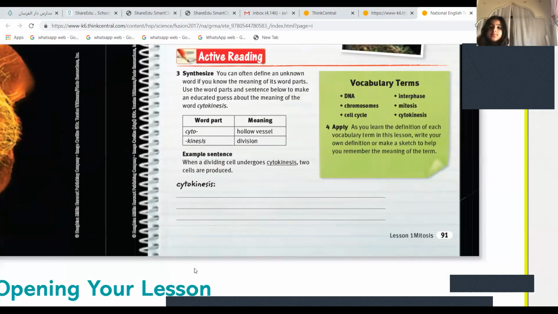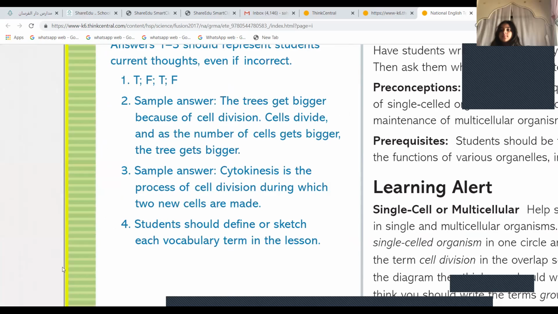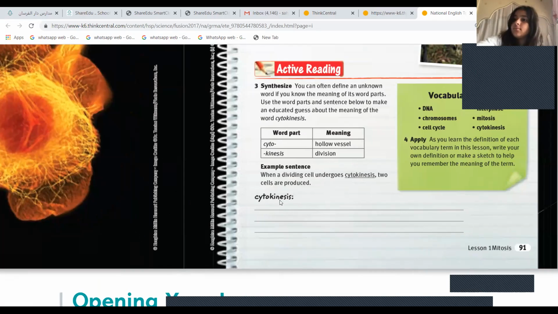Okay. We will learn about cytokinesis. Any cell division is called cytokinesis. In cytokinesis, one cell divides and two are produced. That is the meaning of cytokinesis. It is the process of cell division during which two new cells are made. What does cytokinesis mean? Cyto means a hollow vessel. Kinesis means a division. Cytokinesis means a cell divides to produce two new cells.